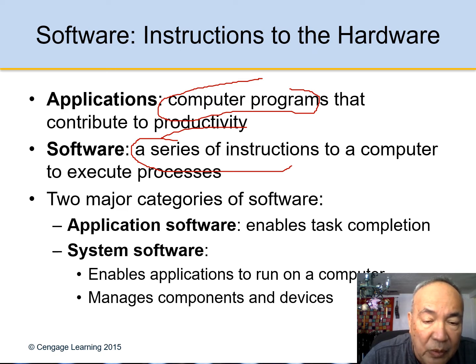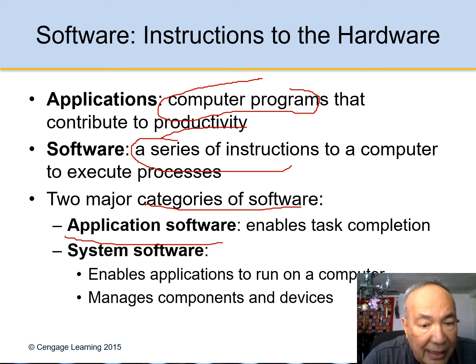And then we have two major types of software. We have the application software, like Excel, which is an application software. And then we have the system software. A system software is the one running the application in the computer. So we have these two kinds of software programs. They mean the same thing.